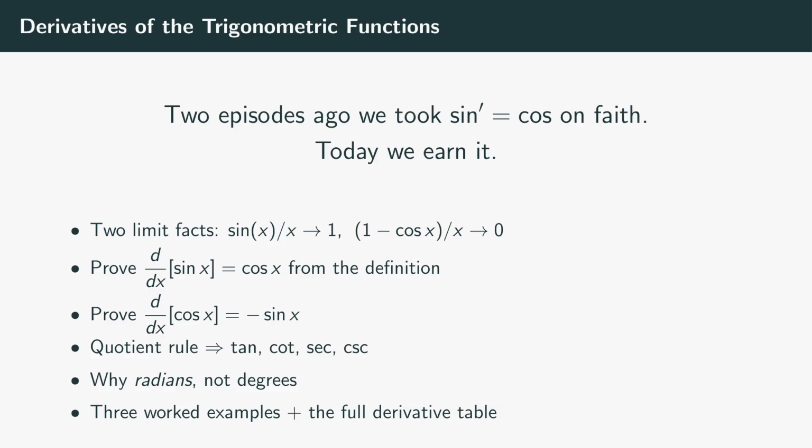The whole derivation rests on two limit facts. The first one is sine of x over x tends to 1 as x goes to 0, which we proved in episode 1 with the squeeze theorem. The second is 1 minus cosine of x over x tends to 0, which we'll prove from the first one with one conjugate trick. After that, 3 worked examples, the full trig derivative table, and a note on why radians, not degrees, are the natural unit for calculus. Let's go.